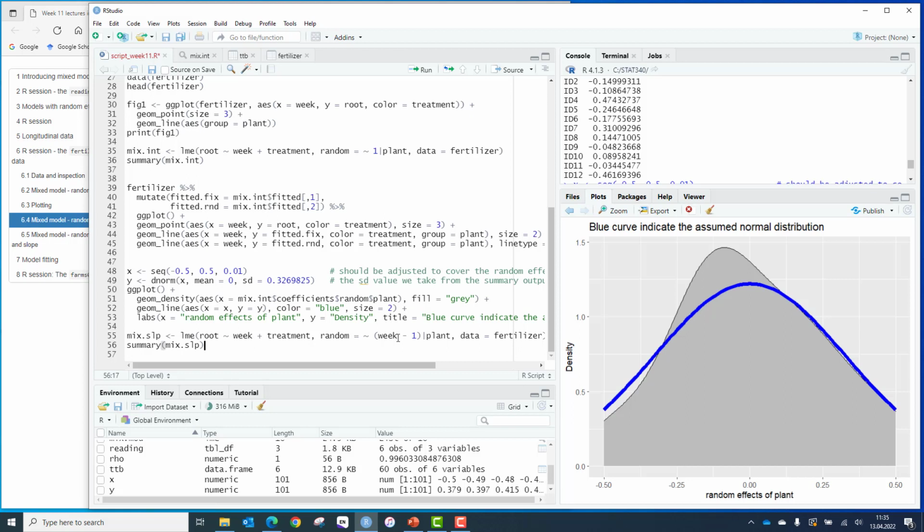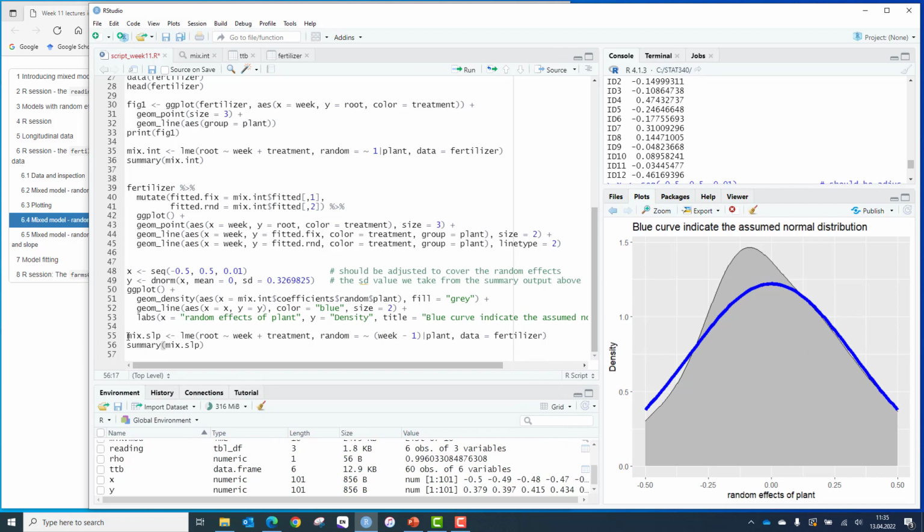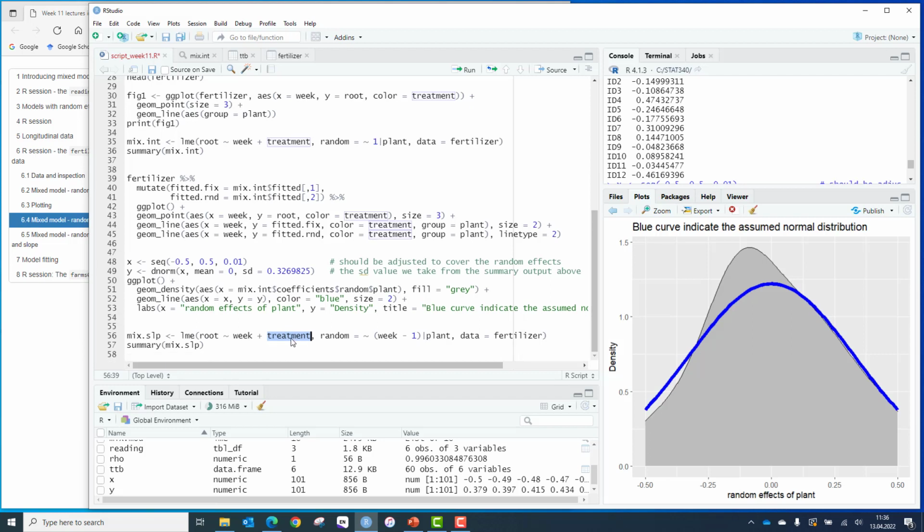And the only difference is really here. And this is sort of worth mentioning. So let's have a look at this line of code now. We specify again root as the response, weak as a numeric fixed effect, which means it's a regression model, and then treatment as a factor. So we modify the intercept again by the treatment. That's the alpha, right, in the model equation.